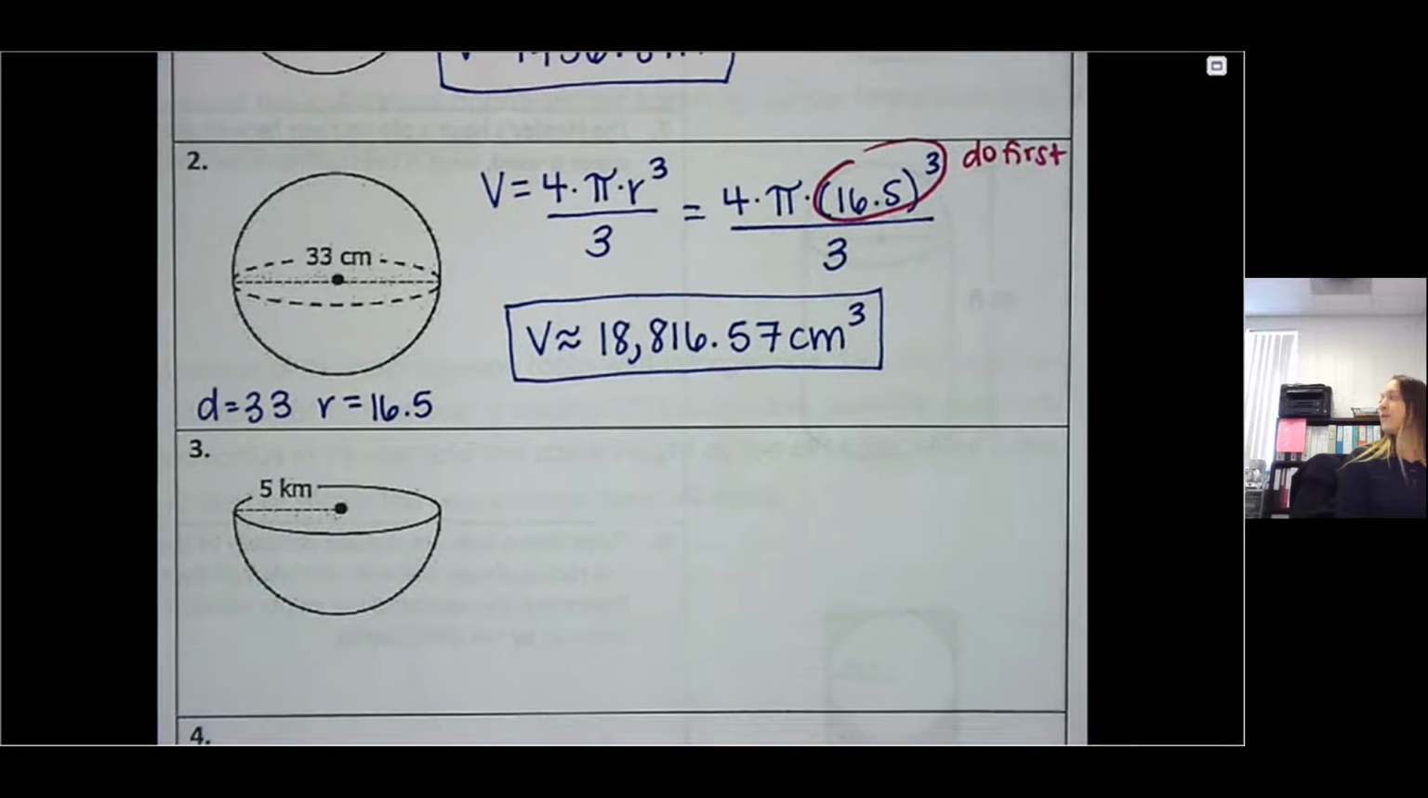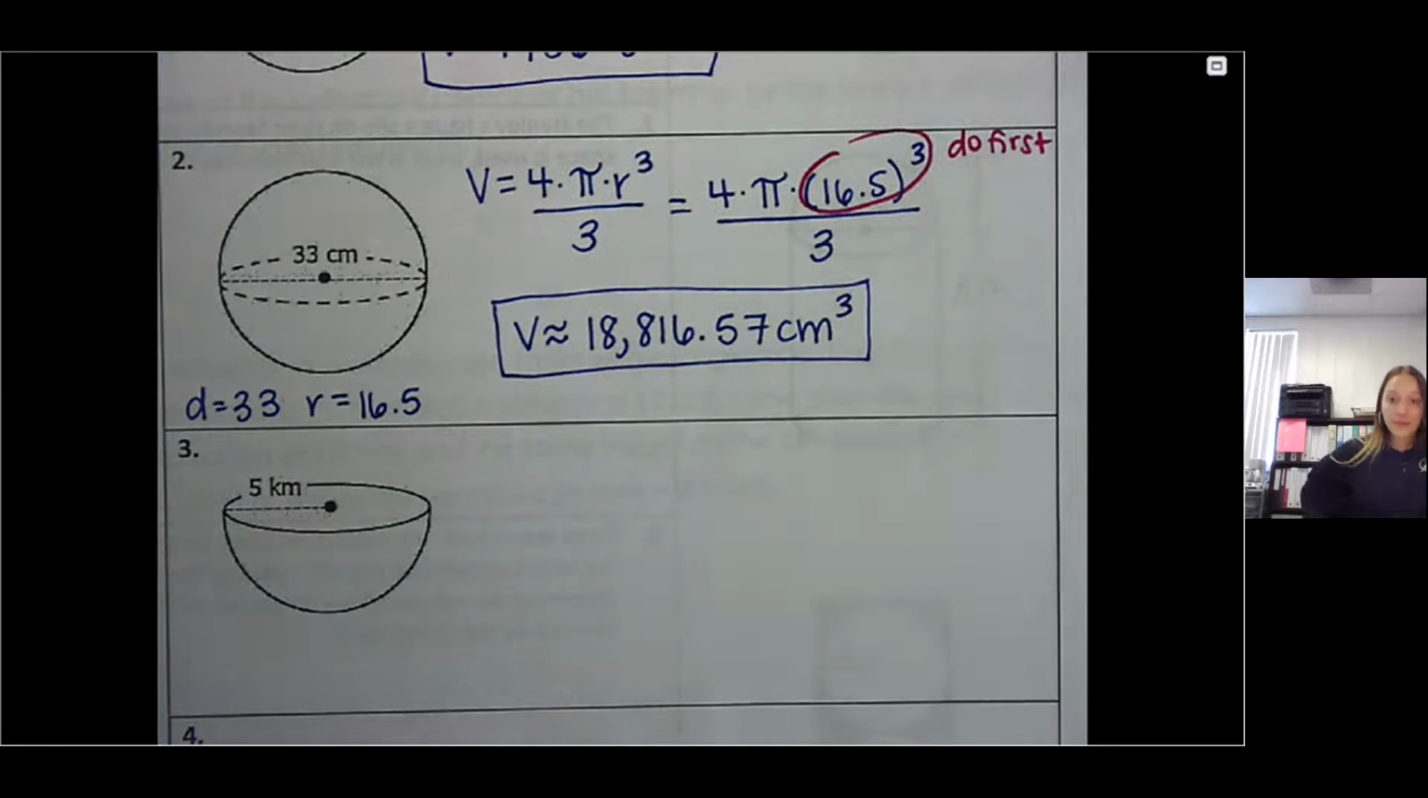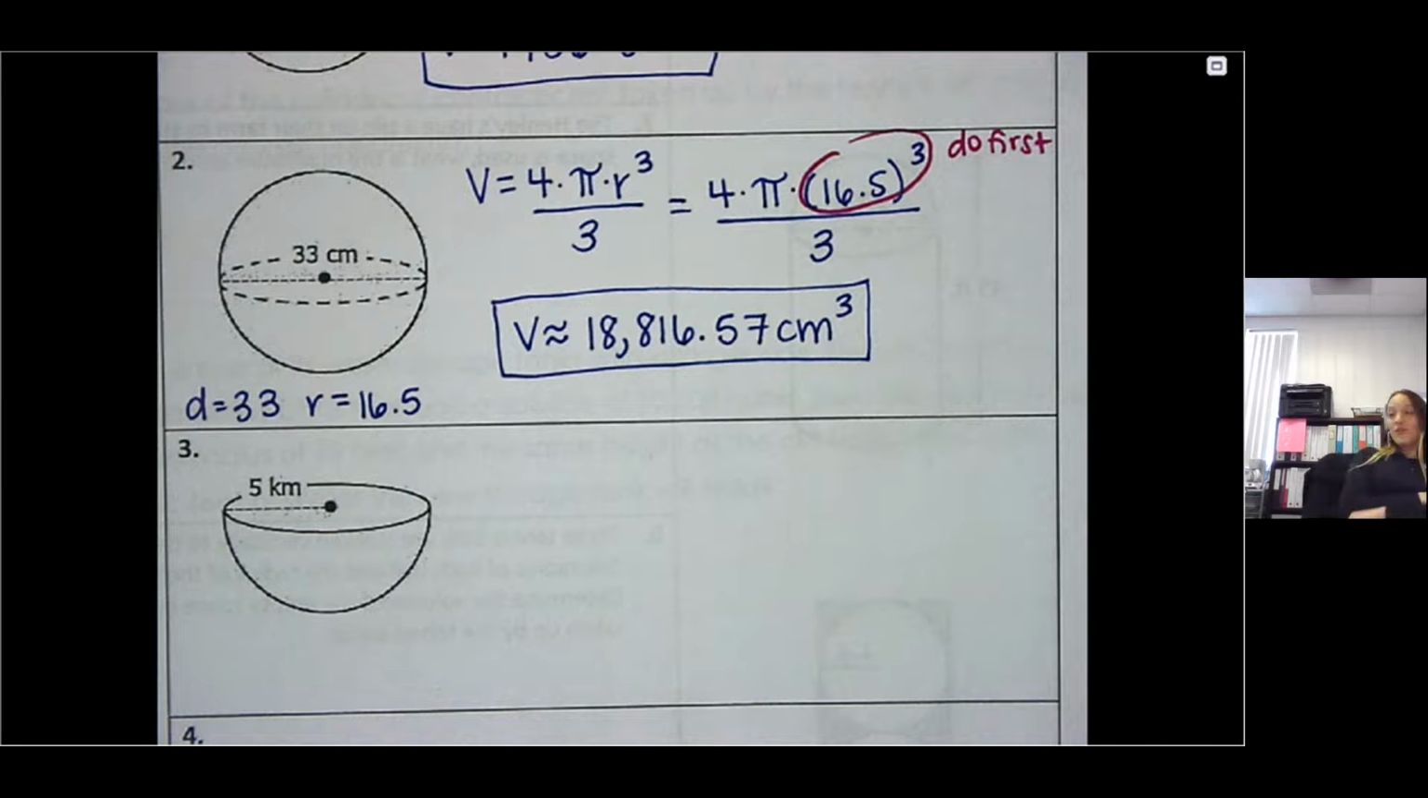Oh, how did I get 16.5? Why did I do that, Maddie? It's not the radius. I gave you the diameter. I gave you the full length. So definitely make sure, because you're going to see some problems where they give you the diameter and they hope you trip up. So don't fall for the tricks. That's okay if you fell for it the first time, but don't fall for it again. So learn from your moment.